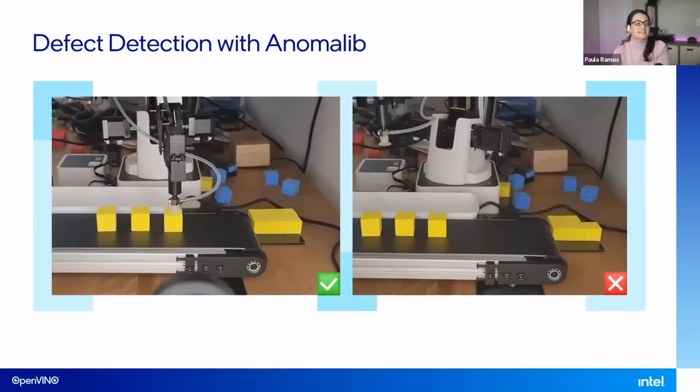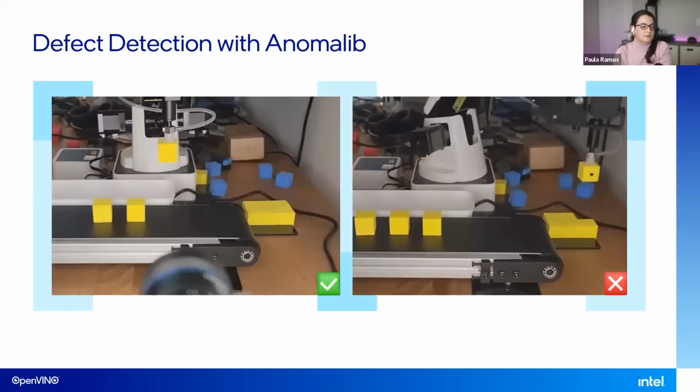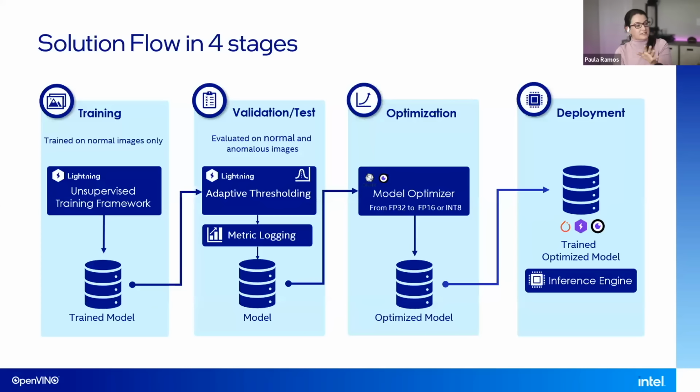Yes. So let's talk about the pipeline and the stages that we need to follow with Anomaly. Basically we have 4 stages here, and we will talk deeper about those stages. We have training, we have validation and testing, we have optimization, and we have deployment. We are using different libraries here. I really want to highlight that we are using PyTorch Lightning for training and testing, and we can use OpenVINO for optimization and also for deployment.